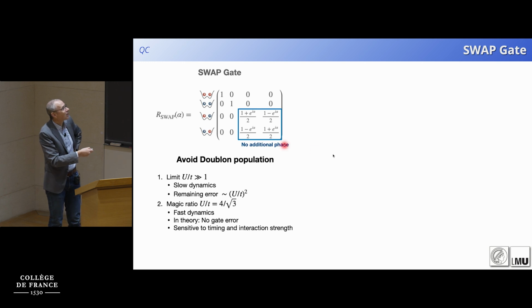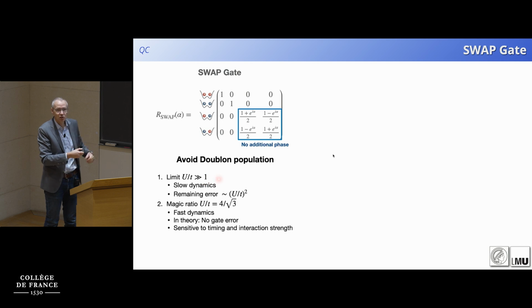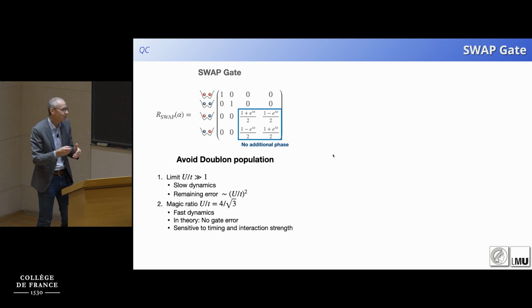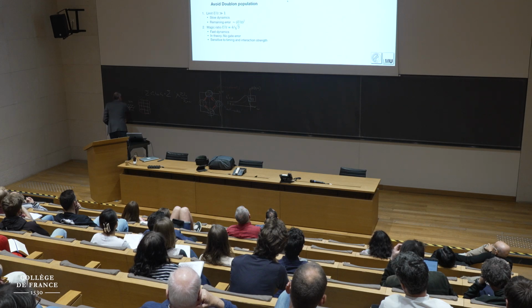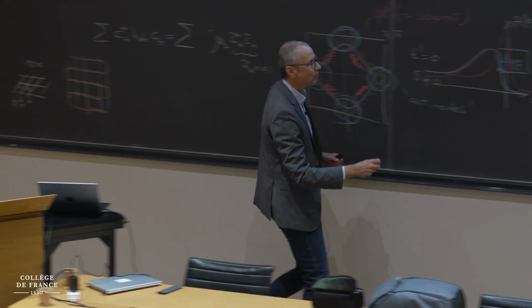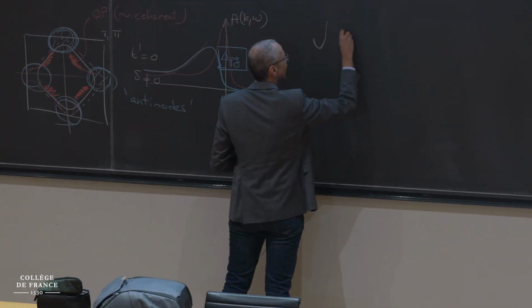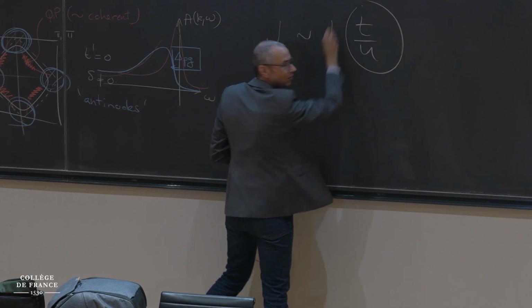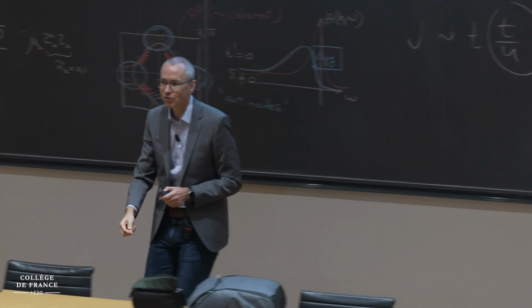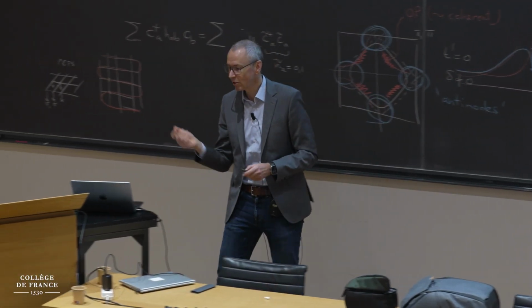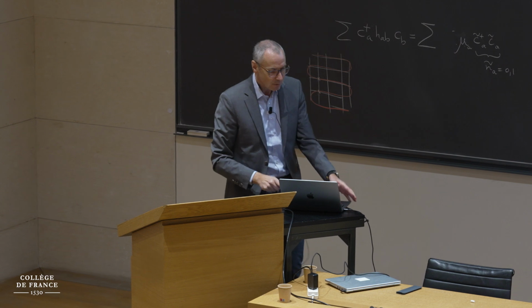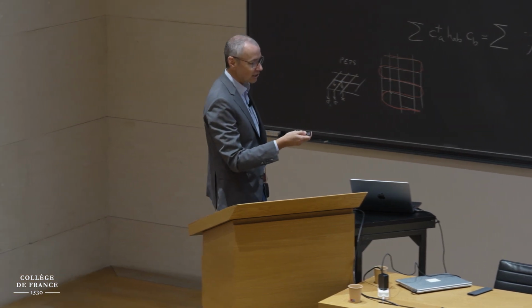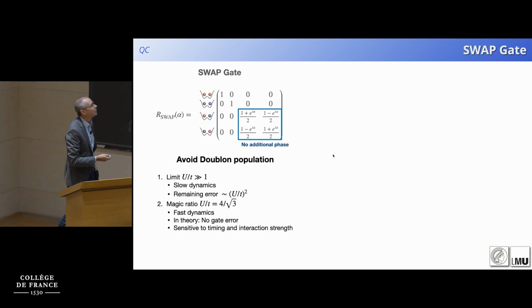In order to avoid doublons appearing in the system, you can do three things. Number one, you can go to very strong repulsive interactions, which just suppresses doublon formation. But then you have the problem that, of course, the gate operation will be extremely slow. So remember, the J energy scale is t times t over U. And if you go to very small t over U values, very large U over t, then you will have extremely slow gate operations. Then there was a trick that was introduced by John Vaipan's group a few years ago.